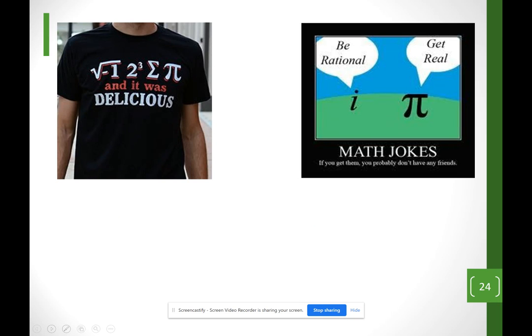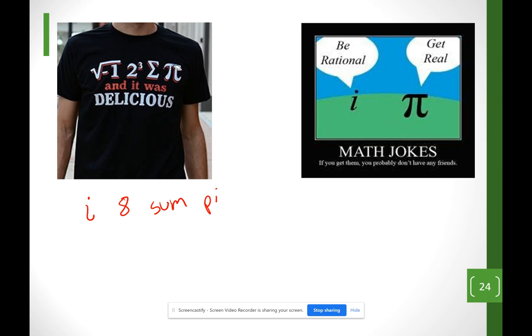Now this is my moment to be a little nerd. Now you guys will understand certain jokes that you see outside. Square root of negative 1, that's just an i. 2 to the 3rd, it's a number 8. Now this Greek letter, you guys don't know it. It's called sigma, which means addition, so let me just write the sum. And then this number pi. So if you read that, it says, I ate some pie, and it was delicious.